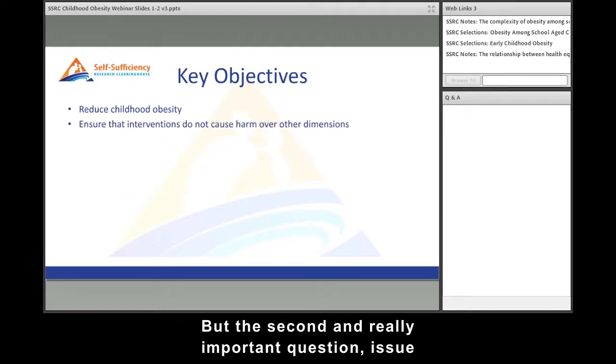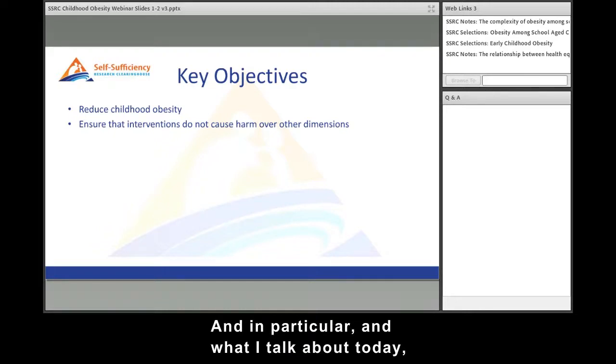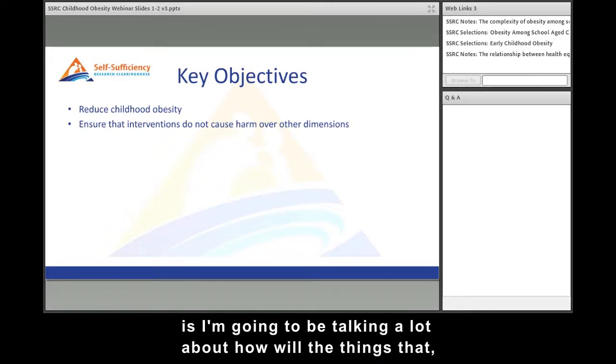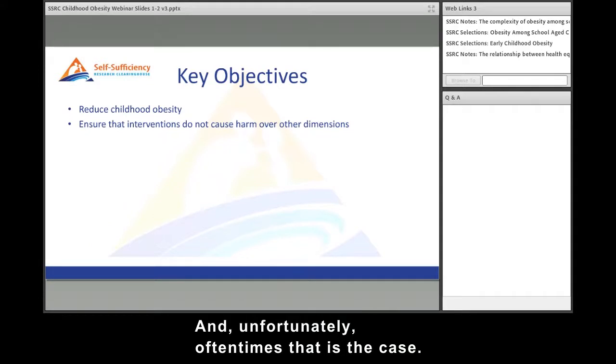But the second and really important issue is that we want to ensure that interventions do not cause harm along other dimensions. And in particular, in what I talk about today, I'm going to be talking a lot about whether some of the things being proposed will lead to increases in food insecurity. And unfortunately, oftentimes that is the case.